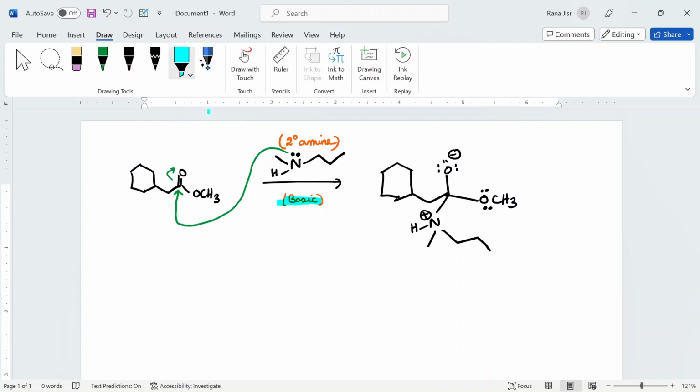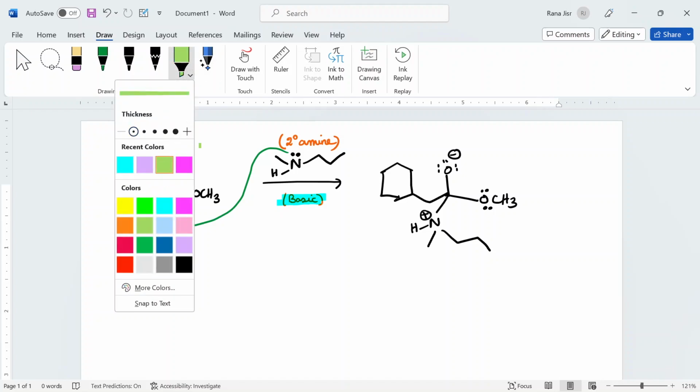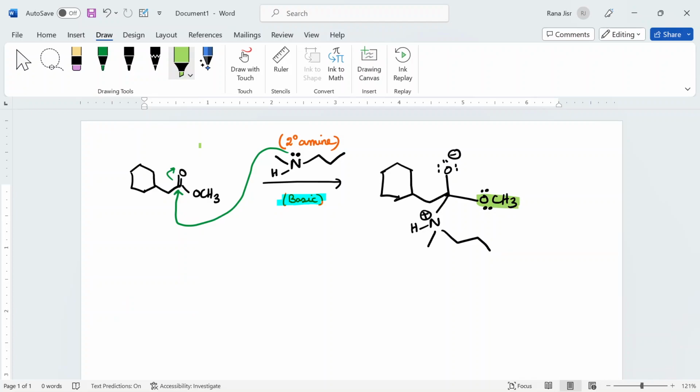Check the medium that you are working with. The medium is basic, this means that I can have the OCH3 as a good leaving group in basic medium, because the oxygen here has lone pairs. And in basic medium, oxygen leaves in the form of a lone pair. You don't have to make it a plus charge to leave. You make it a plus charge in acidic medium.